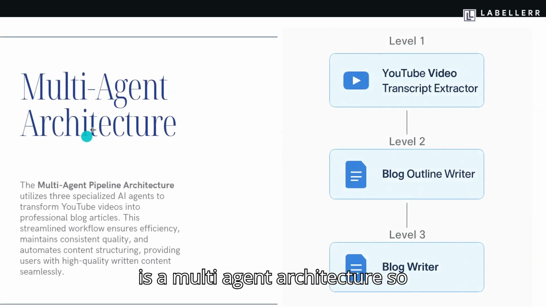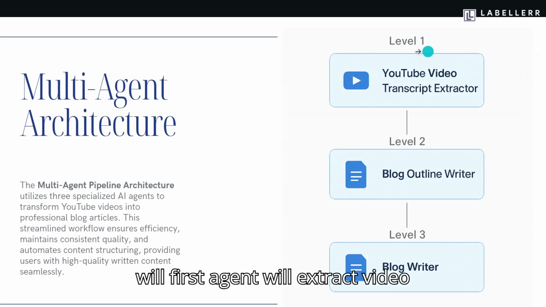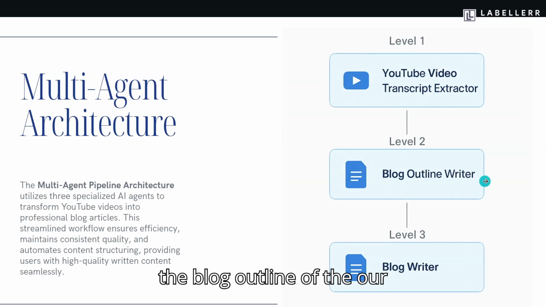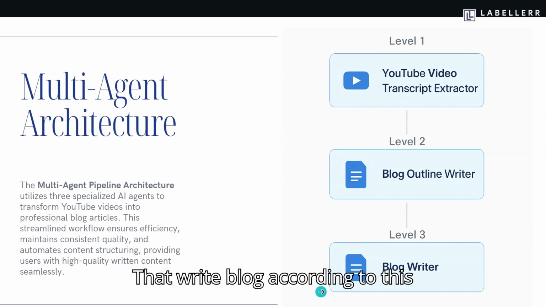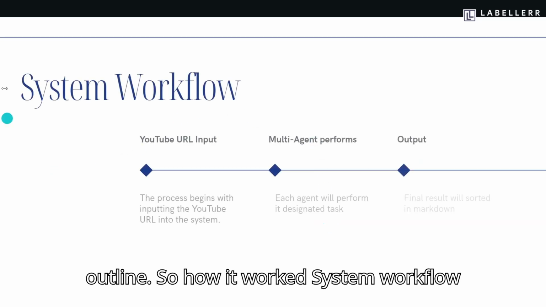Now this agent is a multi-agent architecture. So how does it work? The first agent will extract the video transcript. The second agent will write the blog outline of our blog, and then the third one will write the blog according to this outline.